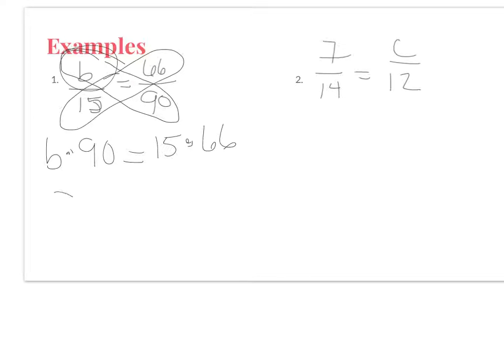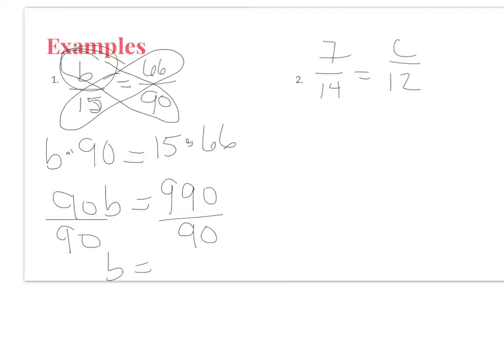B times 90 is just 90B, and 15 times 66 is 990. If I want to figure out the value of B, this is a one-step equation. If you remember from last year, you have to do the opposite to get B alone. We want to get 1B, and the only way to get 1B is dividing. If I divide on this side, I need to divide on this side. So B will equal 11.